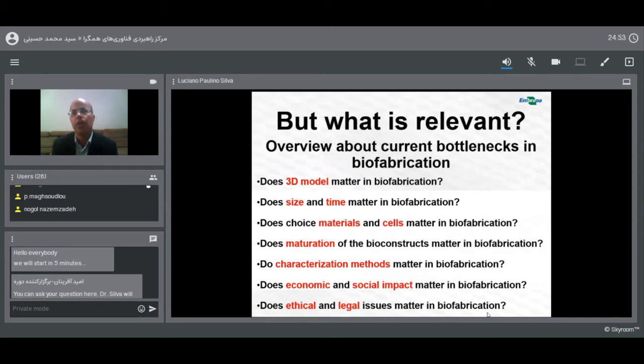And in this way, when we perform an overview of the current bottlenecks in biofabrication, we can observe that the 3D model, the size and time, the materials and cells, the maturation, the characterization methods, the economic and social impacts, and the ethical and legal issues are really relevant when considering the development of the biofabrication field.